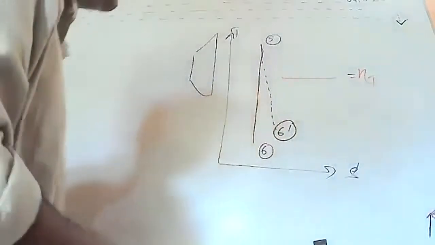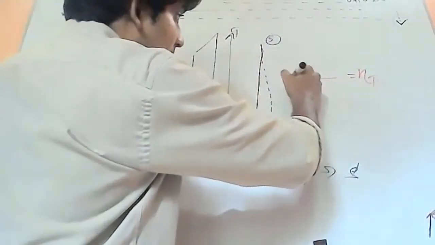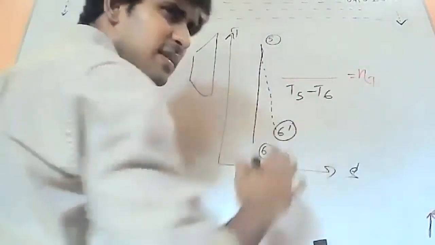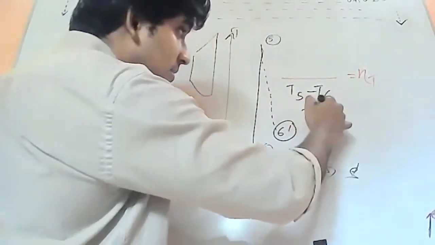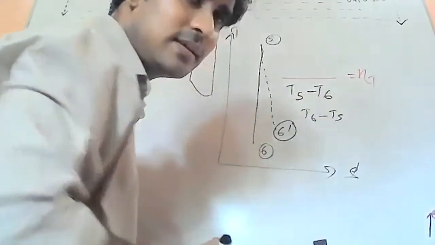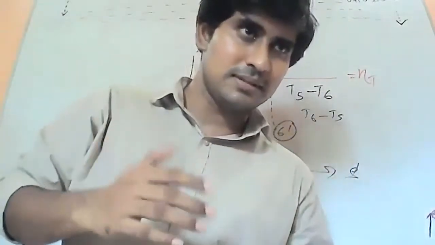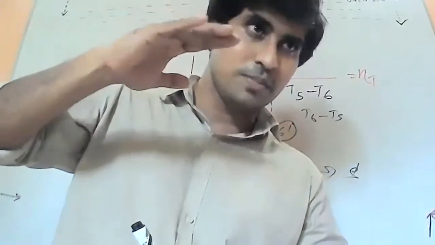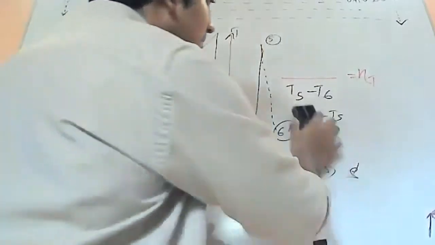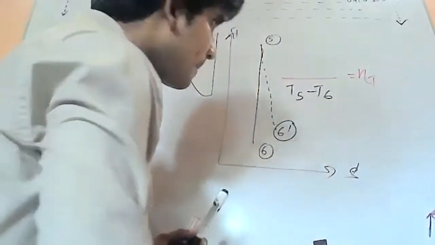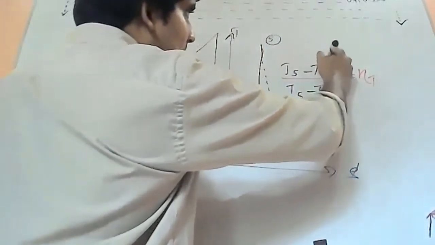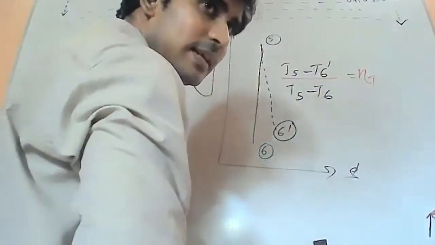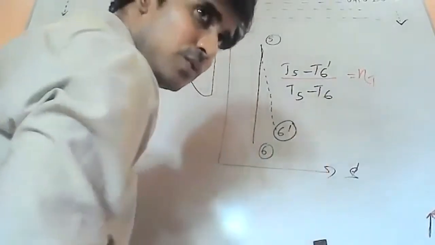So what is the denominator part? It is T5 minus T6. Why T5 minus T6? Why is it not T6 minus T5? Guys, just think. Turbine is doing work, so that means its initial potential should be higher. That is why T5 minus T6. So the downstairs part should be higher. Upstairs, T5 minus T6 dash. Right? Okay, so that is the scenario.